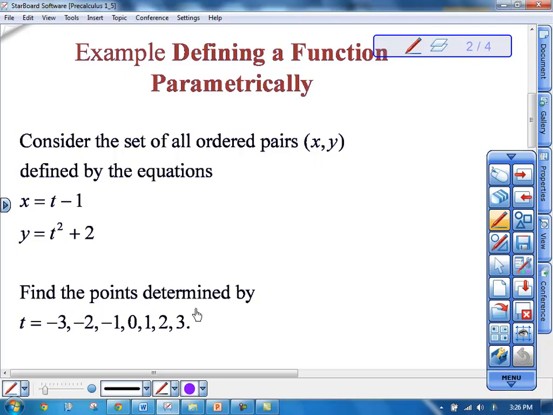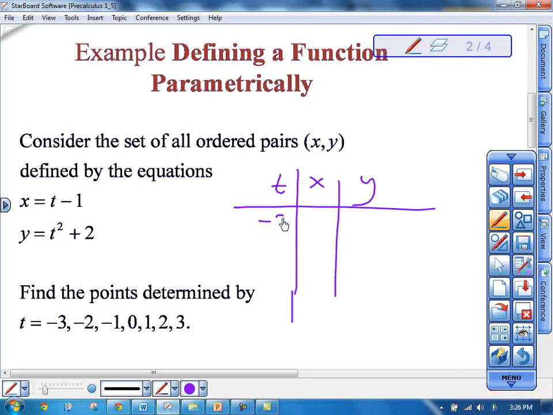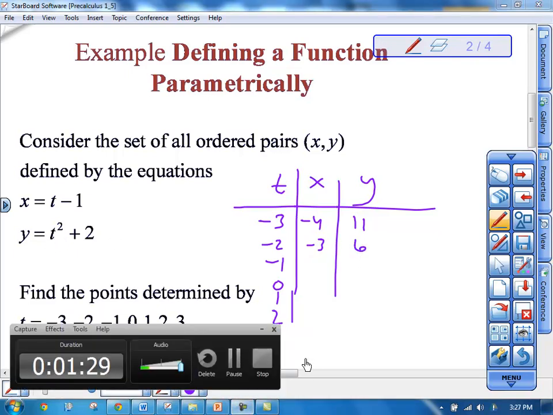We can find these points determined by -3, -2, -1, 0. In fact, we can do this on the calculator too, but you can always make a table where you have t, and then you have x, and you have y. So when you look at this, you'll plug in -3, -2, -1, 0, 1, 2, 3, and so on. So when you plug -3 into x, you get -4. When you plug -3 in for y, you get 11, and so on. -2 gives you -3 here, and here -2 gives you 6. And so on. Now the calculator will do this for you.